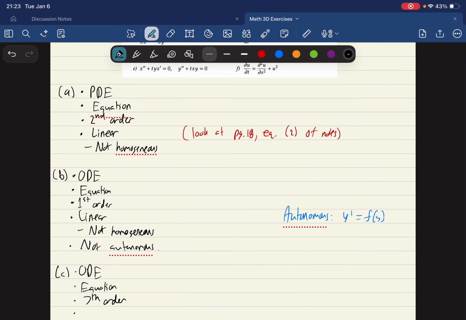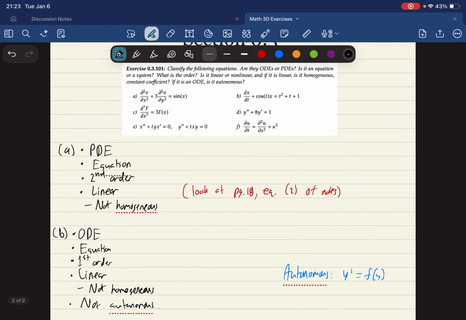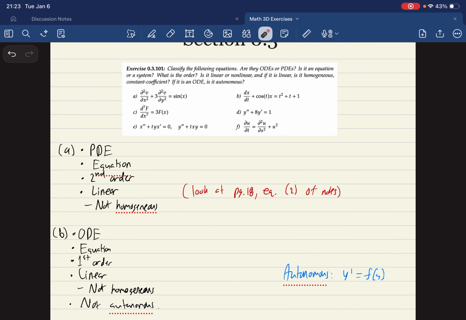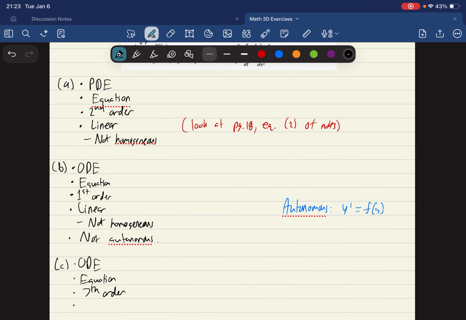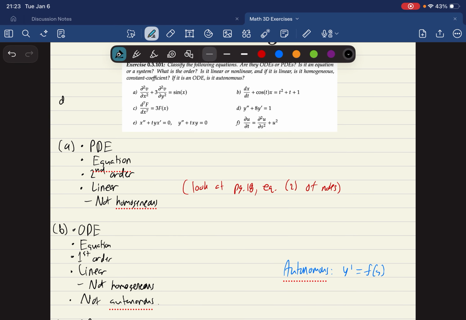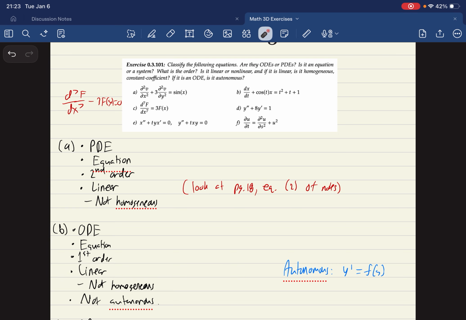Let me write it like this. Is it linear? Well, looking at the form given here in this equation, it doesn't immediately fit that form, but we can make it fit that form if we rewrite it in a different way. So if we take this equation and we rewrite it as d7f over dx to the 7th minus 3f of x equals 0, then we do have it in the form that's given in this equation.